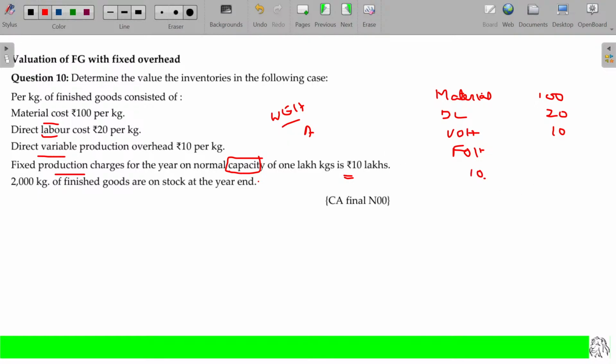So you spend 10 lakhs rupees, we assume that the actual is lesser than the normal capacity. The normal capacity in this case being only 1 lakh. So divide this by 1 lakh, so 10 rupees will be the fixed overhead. Overall value being 140. How many units are there currently as stock? 2000. Then what's the final value? 2 lakhs 80,000 rupees.